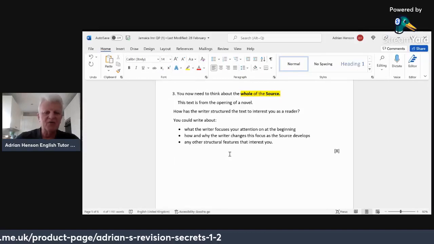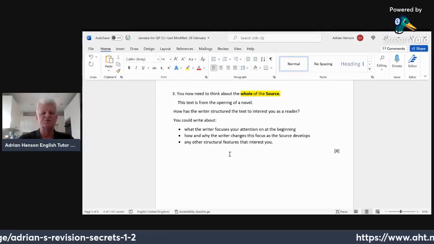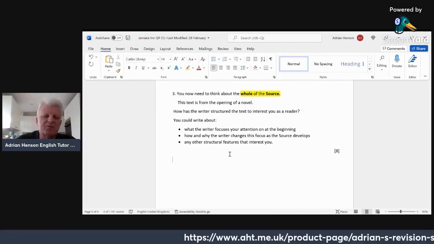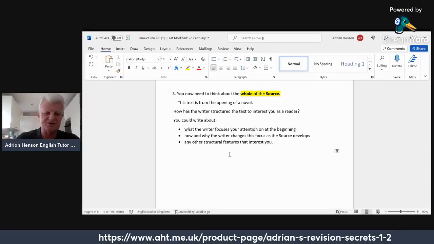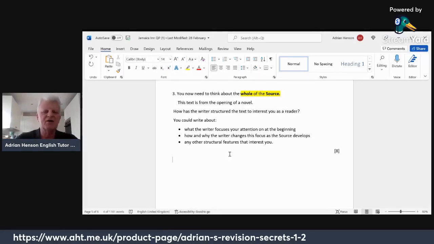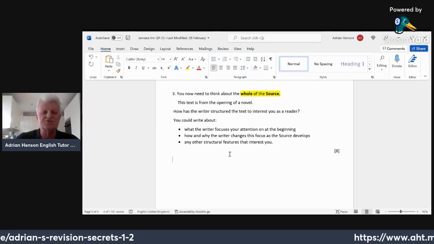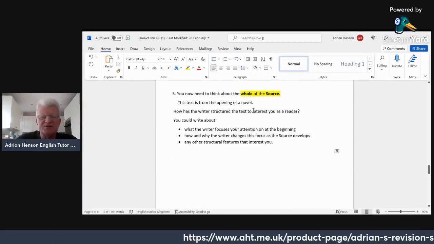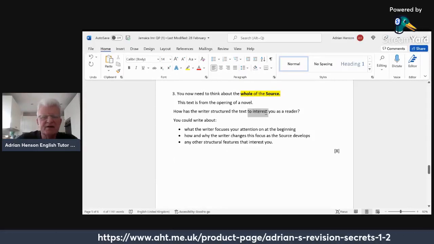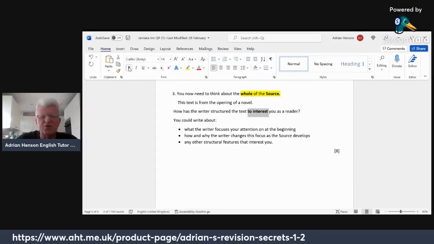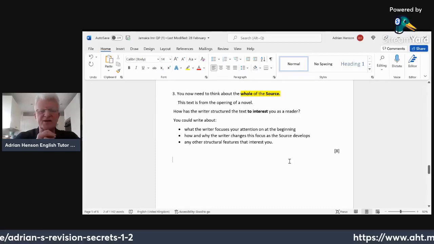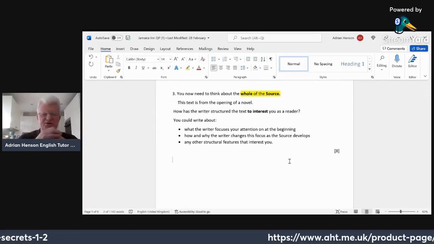So it says, how has the writer structured the text to interest you as a reader? Now, it's quite interesting because I teach students from other boards as well, and they have a very similar question to this. But they say, how has the writer structured the text to engage and interest you as a reader? And to be honest, I think the word interest doesn't really cut it for me. It's not strong enough. But interest basically means, how does it engage you? How does the writer get involved and draw you into the story?